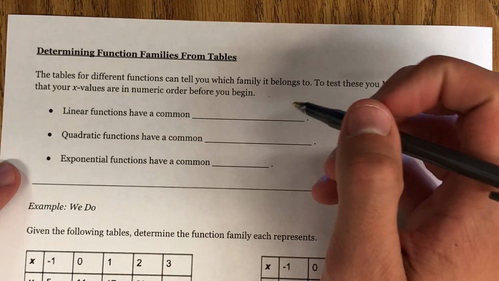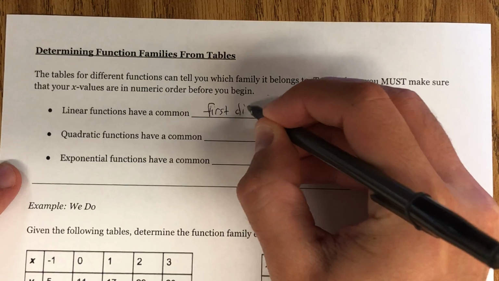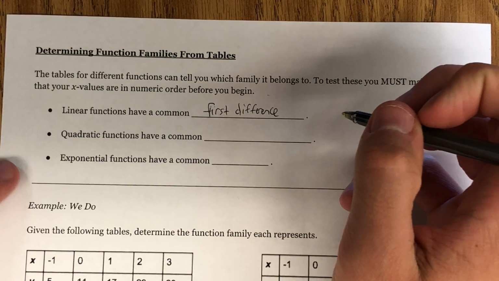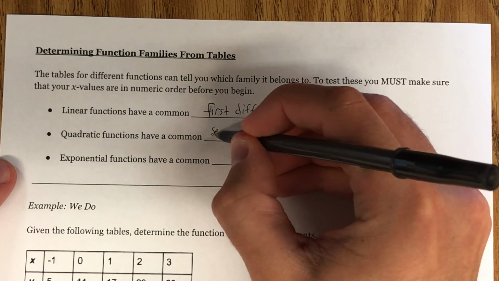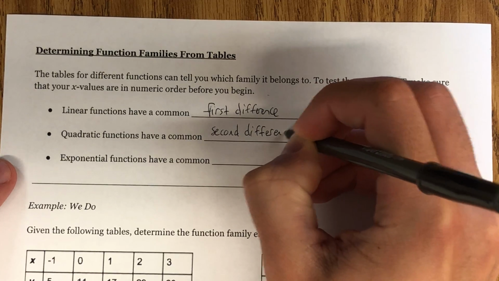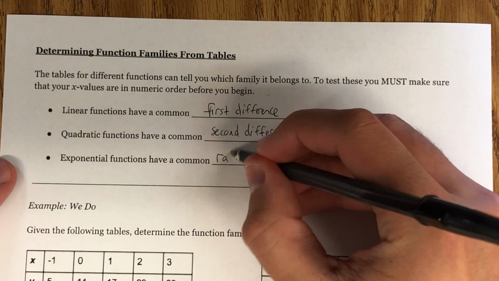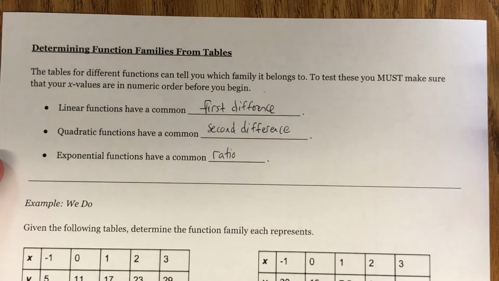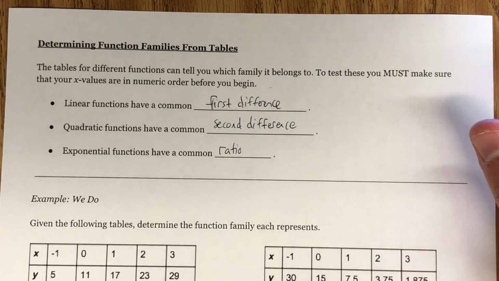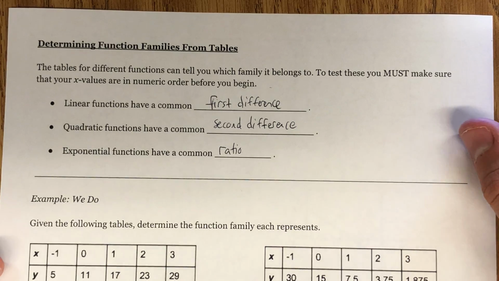Linear functions have a common first difference, which we'll do an example of. Quadratic functions have a common second difference, which again, we'll do examples of. And exponential functions have a common ratio. So as you look at a table of values, these are three functions that we can determine without ever having to graph. So let's start with a couple of examples.